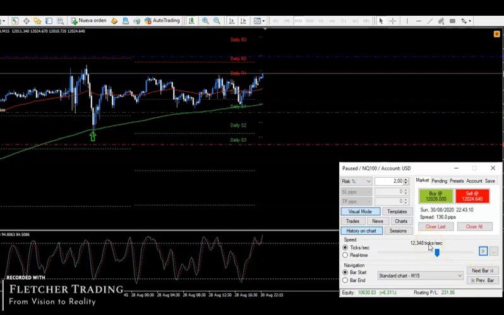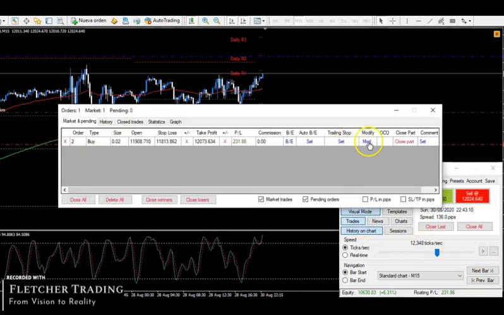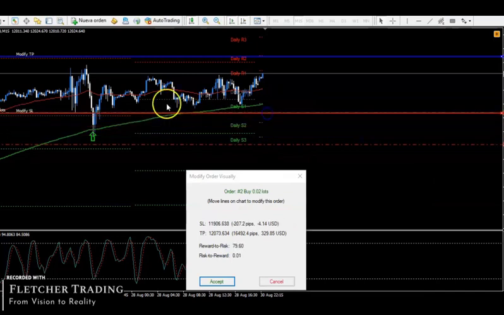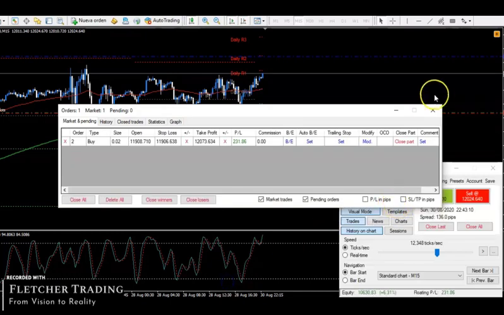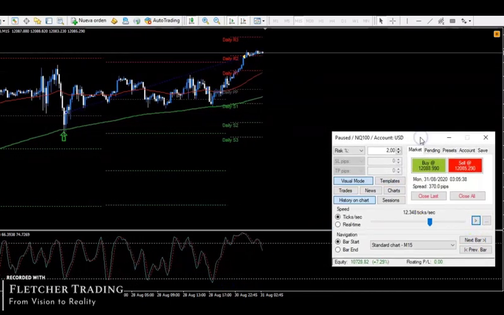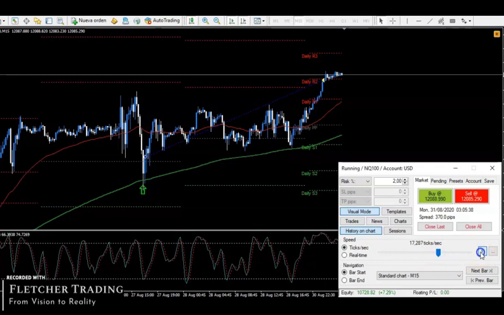I'm just going to move our stop loss to break even now by modifying, as price appears to be holding above this level, so we're going to click accept. As we can see here, using the simulator, we are now up 7.29%. So let's continue.